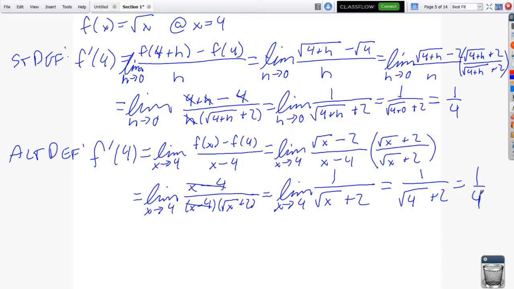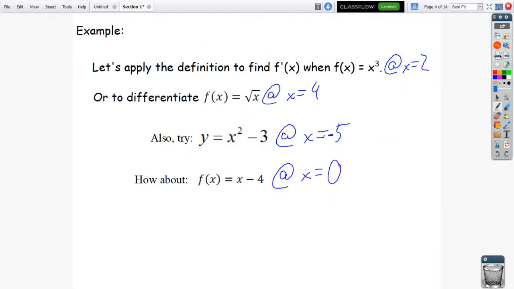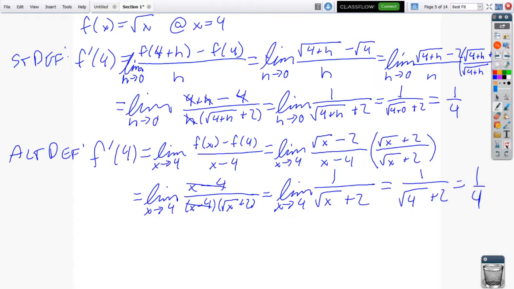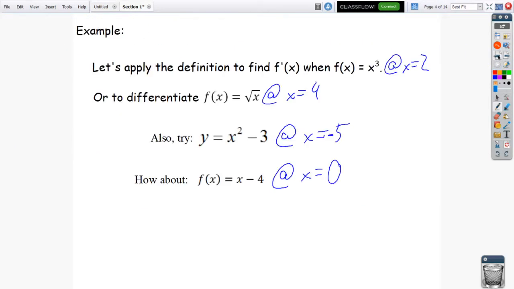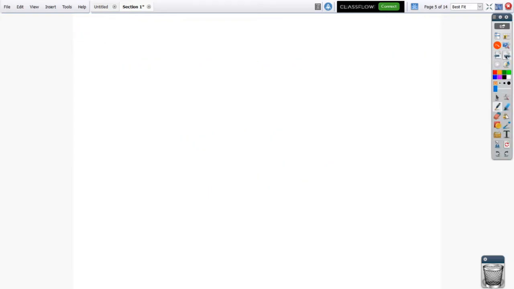Shall we do, let's see. Let's go back here. Actually, I want to clear this page off and go back here. We're going to skip that third one because the third one is so similar to the first one, but the first one's a little bit harder. We're going to go to that fourth one real quick. F of x is equal to x minus 4 at x equals 0.